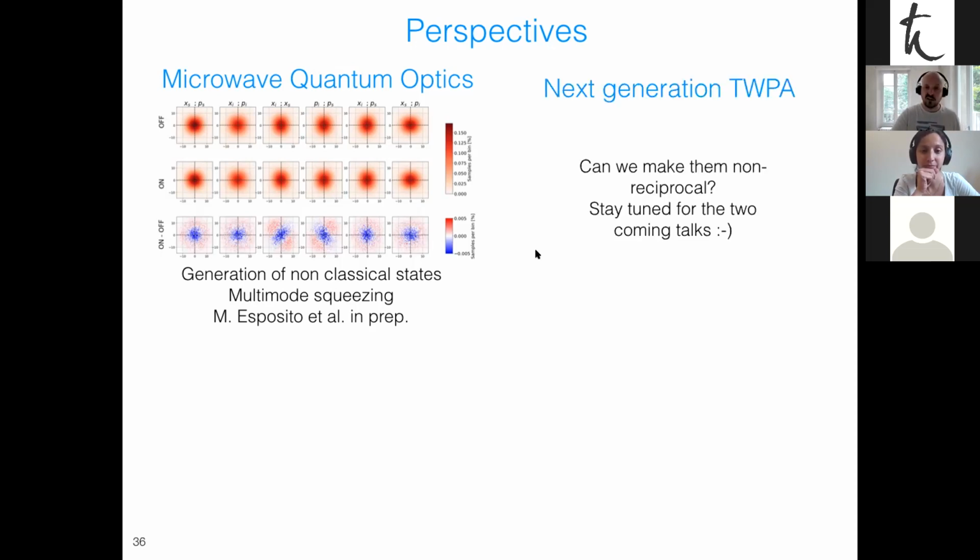Also, and I think this is really very relevant for this conference, we still would like to engineer the next generation traveling wave parametric amplifier. And I think yesterday there was a very nice session about non-reciprocal devices. So the question is, can we make these broadband traveling wave amplifiers non-reciprocal? And I think we might hear about that in the two coming talks.